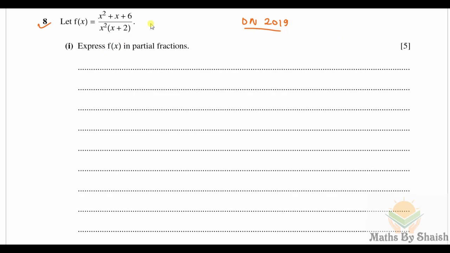We need to express it in partial fractions first. So I'll write this equation here. We can see there is a power of 2, x squared. So for the first constant we'll take A over x, then B over x squared, and lastly for this bracket, C over x plus 2. Now we need to find the values of A, B and C, and that is going to be the partial fractions.